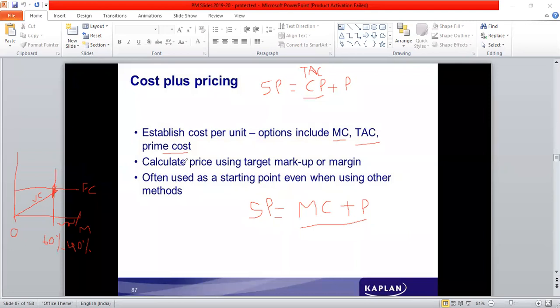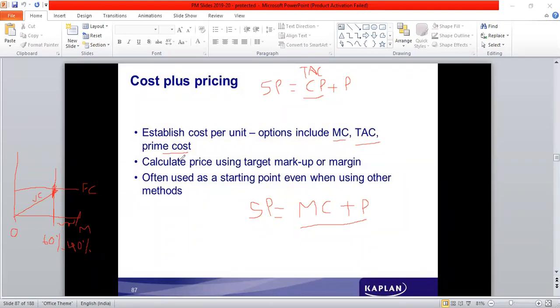Another thing is, take all the prime costs. Prime costs are basically the sum total of all direct costs. All direct costs are variable costs. So marginal cost, variable cost, direct cost, or prime cost, all of them mean the same. It is just another term which is used.